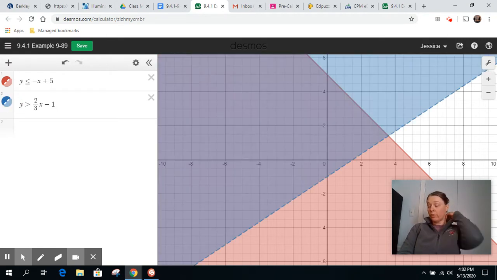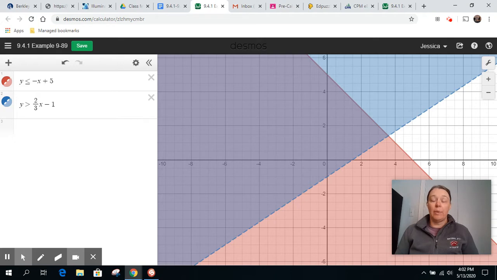My next question for you is, which points are the solutions to this system? As you look at the screen, which points are the solution to this system? In other words, which points make both inequalities true? You see a blue region, a purple region, a pink region, and a white region. Which of those regions do you think represents the solutions of this system? Hopefully you're thinking it's the purple region.